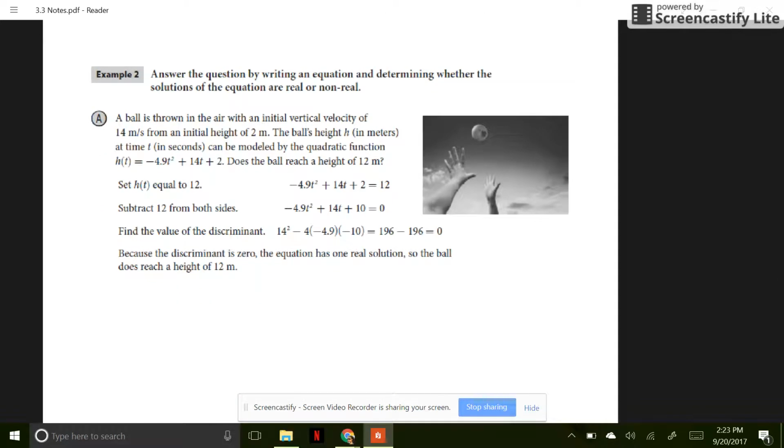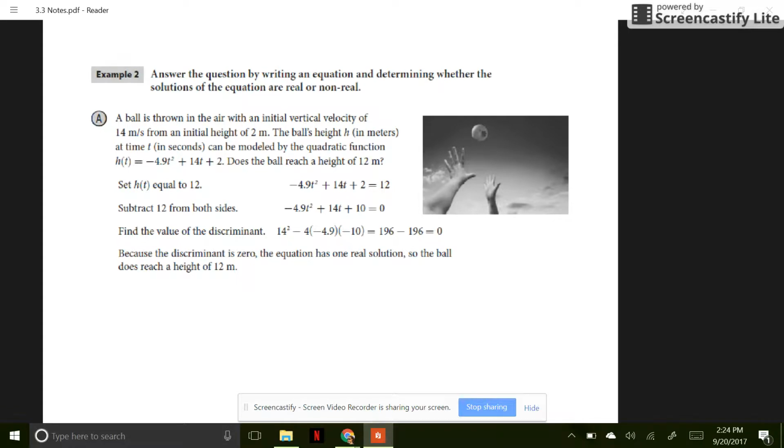So a ball is thrown in the air with an initial velocity of 14 meters per second from an initial height of 2 meters. The ball's height can be modeled by the function h of t is equal to negative 4.9 t squared plus 14t plus 2. So we're trying to determine, does the ball reach a height of 12 meters?